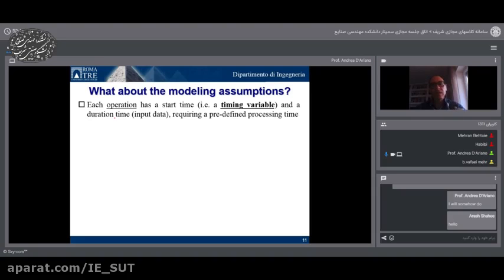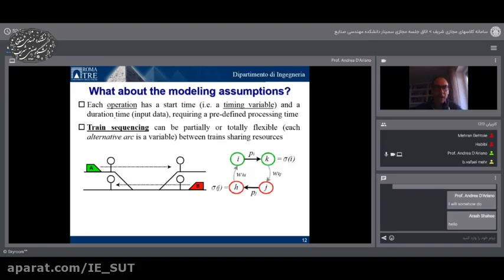So today, the duration time will be a fixed value. That is also called processing time of the operation. Then another type of variable is the train sequencing. You need to decide partially or totally, depending on how much flexibility you have in optimizing the traffic flow, the sequence between the trains. So if two or more trains are sharing the same resource, you need to find the sequence.